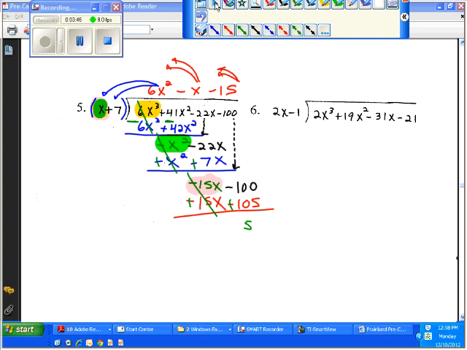So what do we put at the end? Plus remainder 5 over divisor x plus 7. The divisor is the factor that you're dividing by, right? The divisor is that factor that you're dividing by. So we get 6x squared minus x minus 15 plus 5 over x plus 7. And I'm going to move that just a hair there.